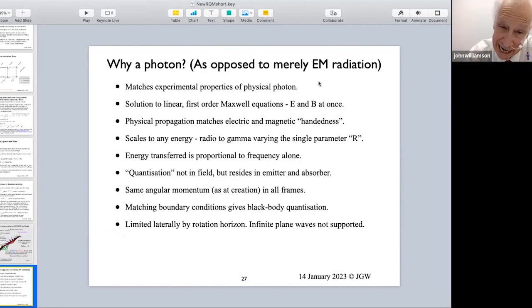It scales to any energy, radio to gamma, by varying the single parameter R. So a thing emitted here as blue can get to the edge of the universe and be absorbed as very far infrared at the edge of the universe, as we see the far edge of the universe looking from where we are, of course. So if we're looking at very far away things using the James Webb telescope, we're also looking at things that are desperately redshifted, which we can do because of this factor R. And the energy transferred is proportional to the frequency alone. So that begs the question of why you get the redshift, of course, but that's for Viv in one of his talks.